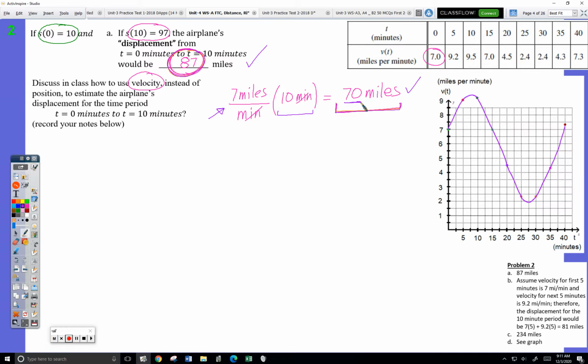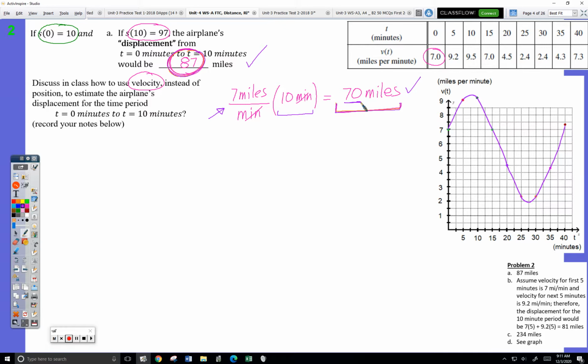Jacob. Because the velocity is changing within the 10 minutes. Perfect. The velocity does not remain at 7 for the entire 10 minutes. In fact, the velocity is only 7 for a moment. Then, as you can see from the graph, the velocity rises. So how many knew that? 2 points, 3 for Jacob. So 70 is wrong. It's not correct.